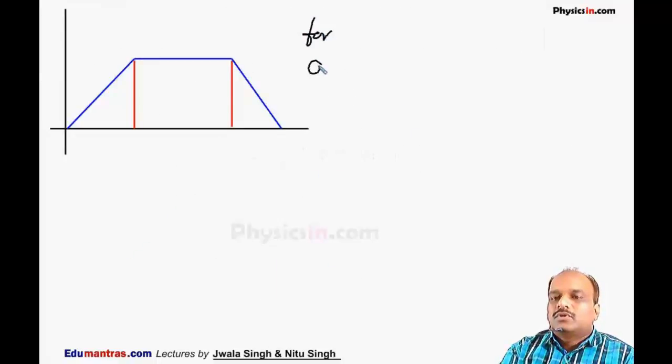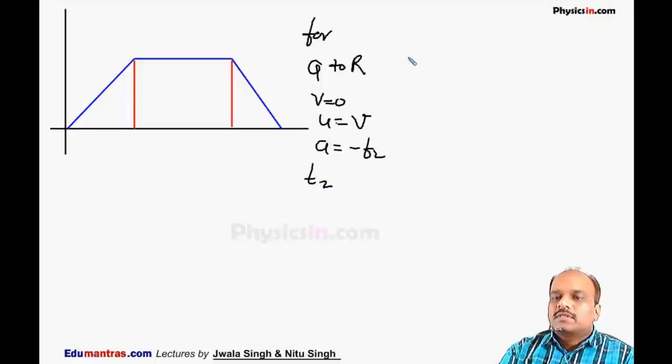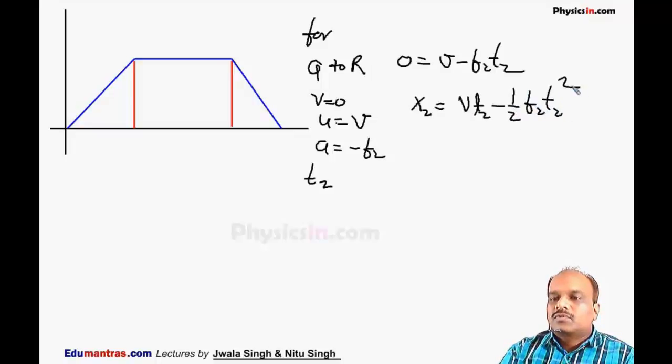For Q to R, the final velocity is 0, initial velocity is v, the acceleration is minus f2, the time is t2. So we can say v is equal to u plus at, I am using here 0 is equal to v minus f2 into t2. In the same way, I can say x2 is equal to ut, u means v into t2 minus 1 by 2 a, means f2 into t2 square.